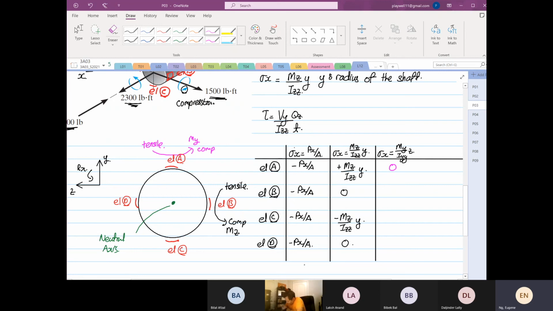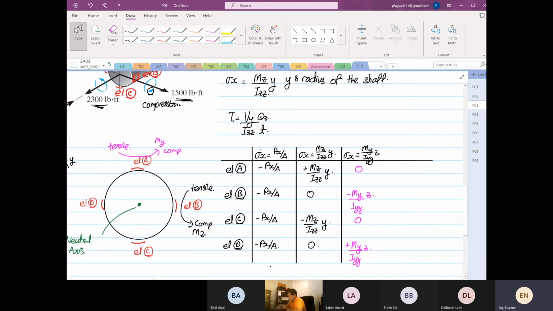And then point B is equal to compression, so minus My over Iyy multiplied by z, right? And at point C, again at the neutral axis, it's equal to 0, and point D will be tensile, plus My over Iyy multiplied by z. Okay.